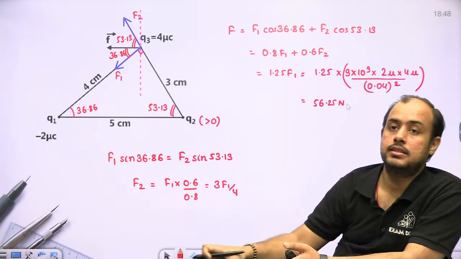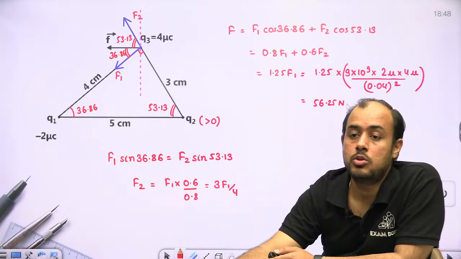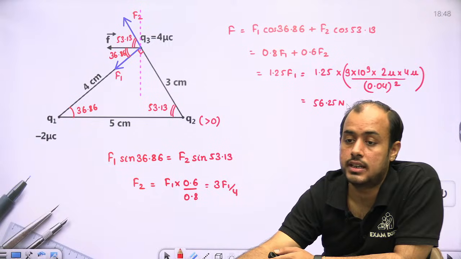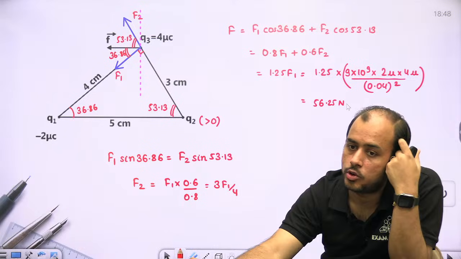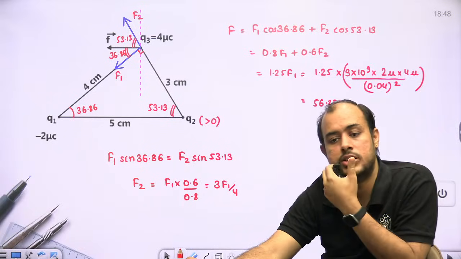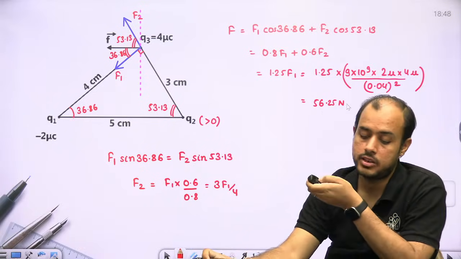Is the logic clear, beta? Is this clear? I found F2 in terms of F1, which made the job easier to calculate the total force. It became very easy to find the total force. Is it clear to everyone? Let's go.